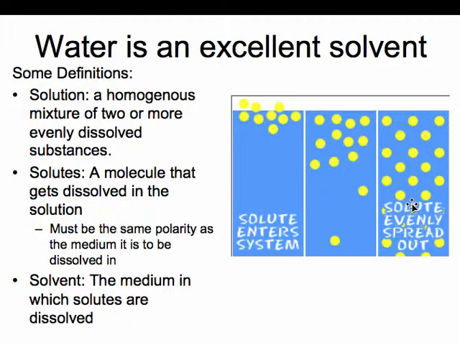We have 2 other definitions that we consider when we're talking about solutions. The first one is a solute. A solute is a molecule that gets dissolved in the solution. Here in our picture, these yellow circles are our solutes. They're going to get dissolved in the solution and become equally distributed. The medium that the solute gets dissolved into is called the solvent. In many chemical reactions, the solvent is water.